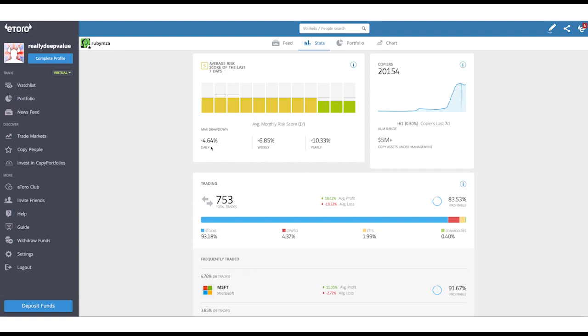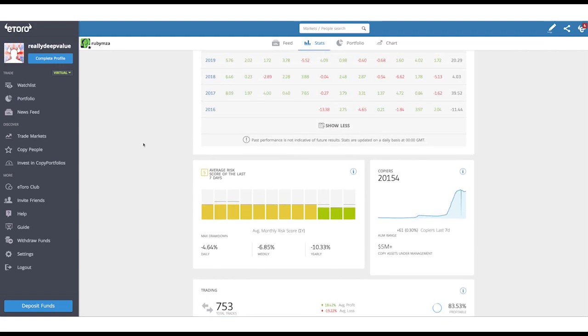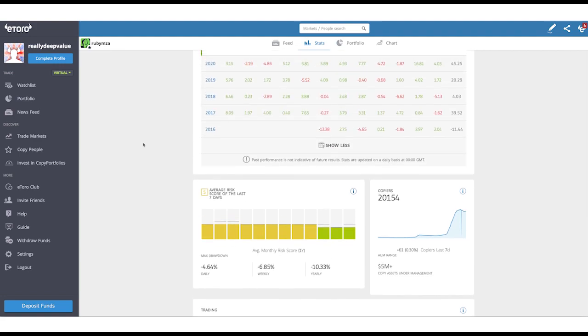Could be up, but at some point during the day, there's a chance it could fall by as much as minus 4.64%. Same for weekly view, same for yearly view. So on the yearly view, the maximum that you could expect to lose by copying this portfolio is minus 10.33%. But as I say, those aren't realized losses because the holdings are kept open. So the trader would expect dips to be recovered from.